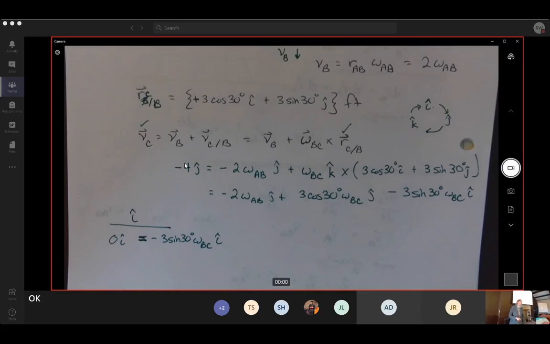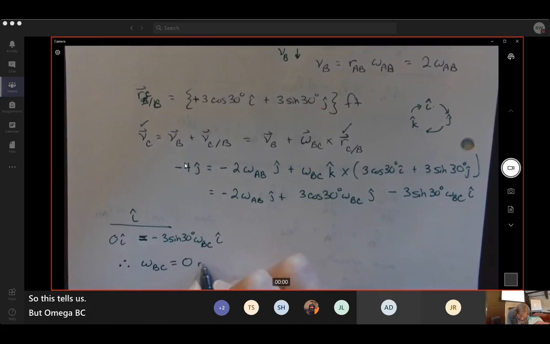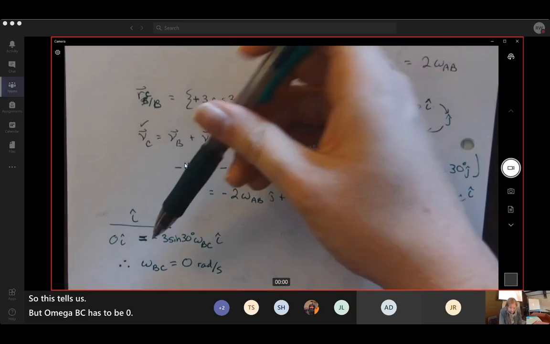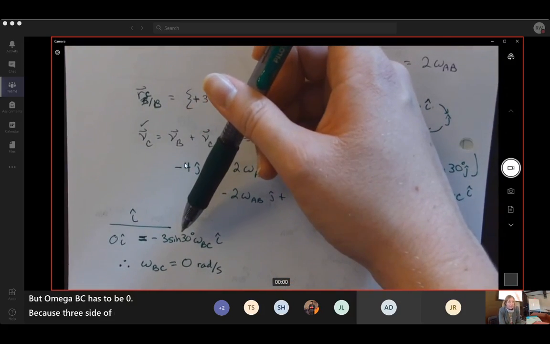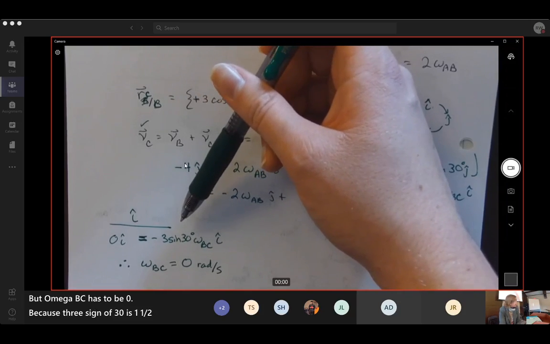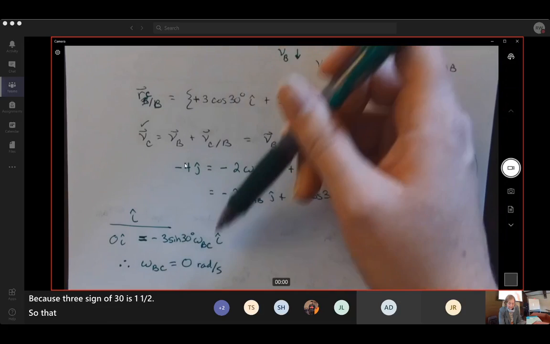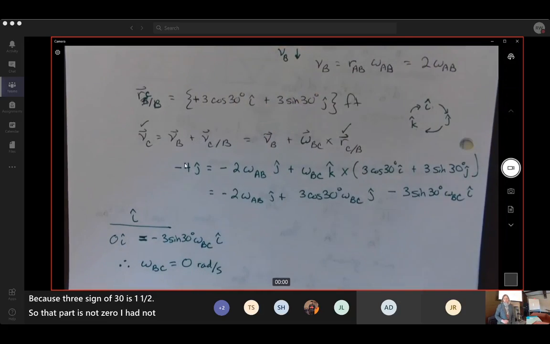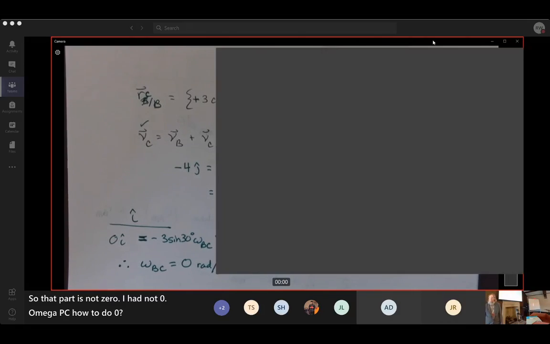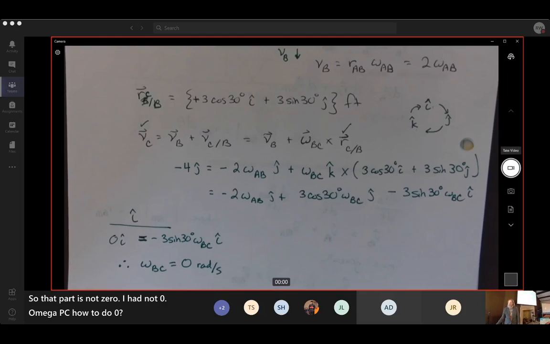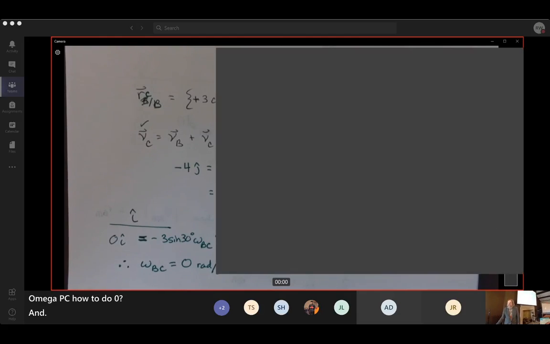Yes, there we go. So this tells us that omega BC has to be 0 because 3 sine of 30 is 1.5. So that part's not 0, I hat's not 0, omega BC has to be 0. Good. All right, you guys are following along, very good.